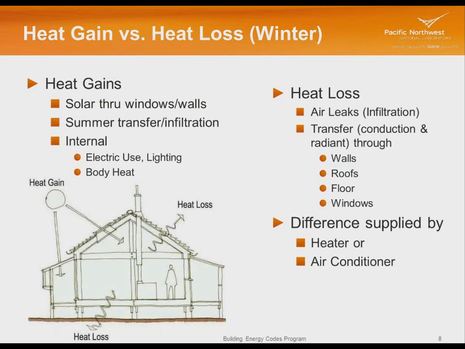Every person walking around in the building is a little 500 BTU per hour heater giving off heat into the building. And so we've got heat gain going on. In the winter, we've got heat loss going on. The diagram is showing a winter or cold outside condition where heat is escaping from the building through the insulation or through infiltration. Heat loss occurs through air leaks, through transfer, in other words conduction and radiant transfer, through walls, roof, floors, and windows.